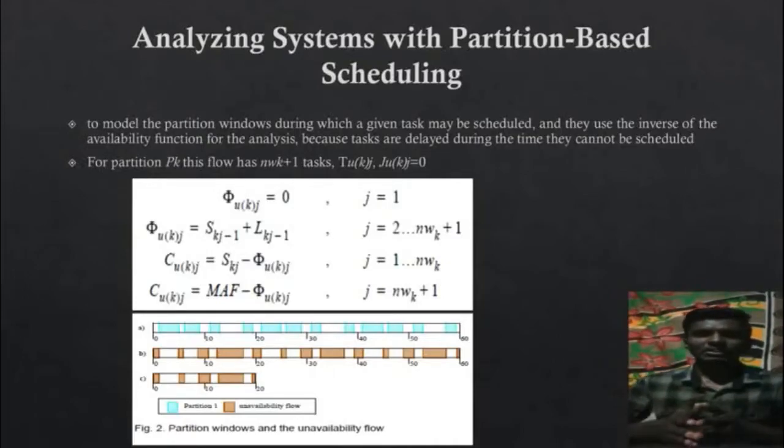For each partition we make a separate analysis. For each analysis we create an end-to-end flow, which is also called the unavailability flow, that is the TU of n. Then for partition PK, this flow is NWK plus 1 of partition windows. Then JUK of j equal to 0, which means the jitter is 0. Then BUK of j equal to 0, which means the best case analysis is the same as the worst case analysis.